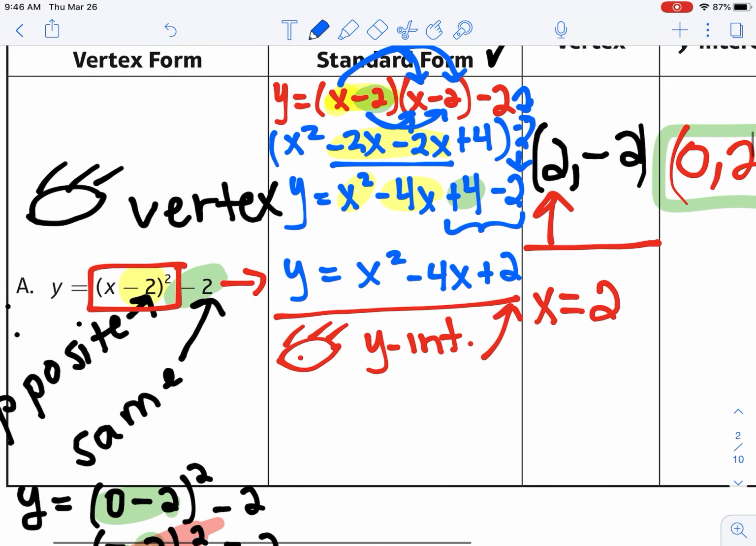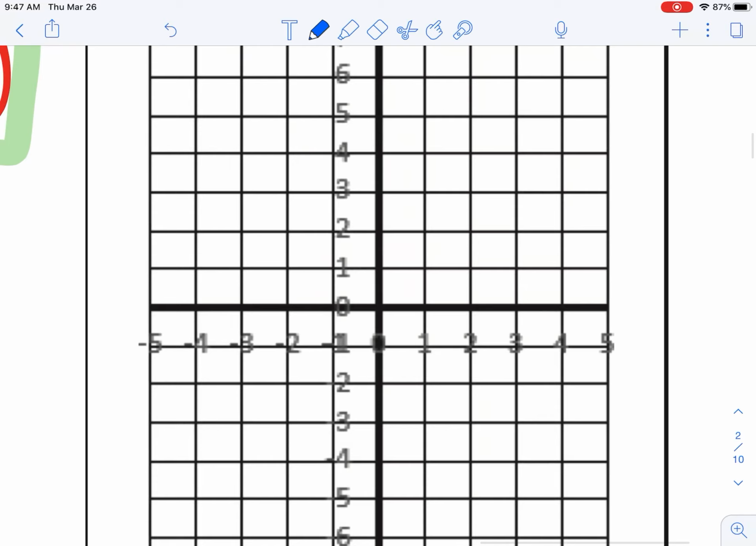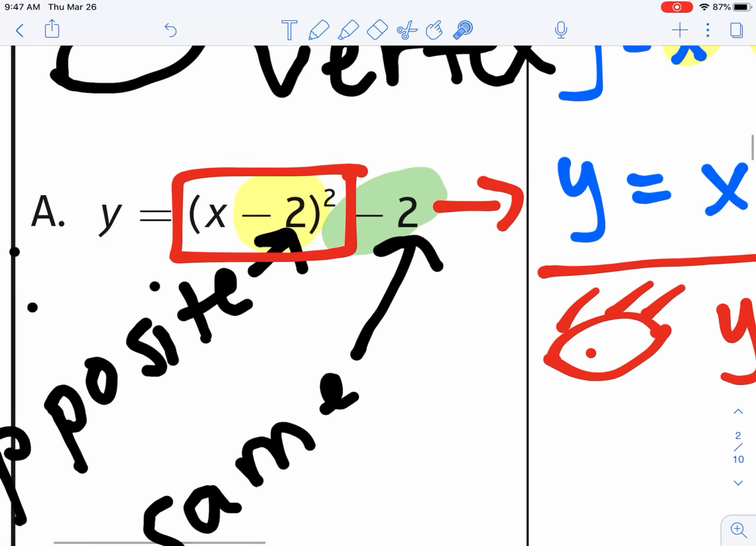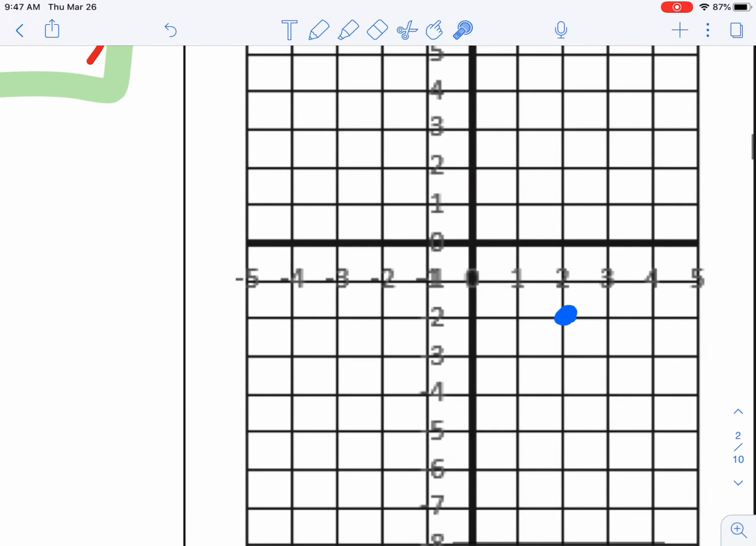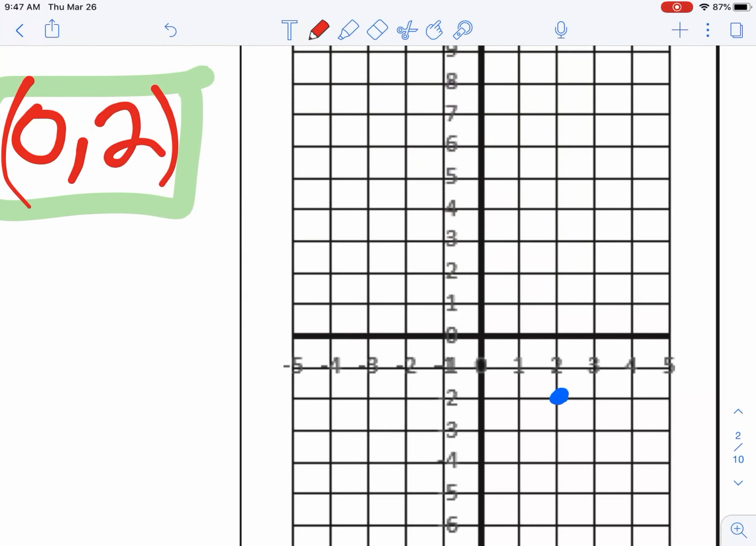In vertex form, we know that the vertex is at (2, -2). So the vertex shifts right 2 and then down 2 units. Again, it goes right 2, down 2. Now that's your vertex. Now your a value: you can see that there's no a value here, so you just assume it's a positive 1. So that means I can go over 1, up 1. Likewise, I can go over 1, up 1. But the run is always only 1 unit.